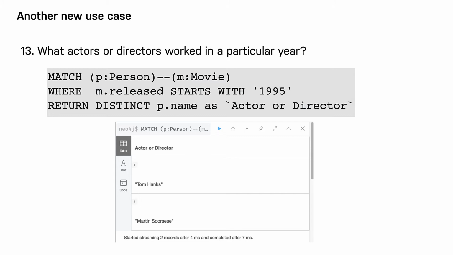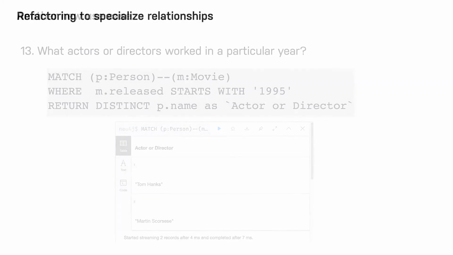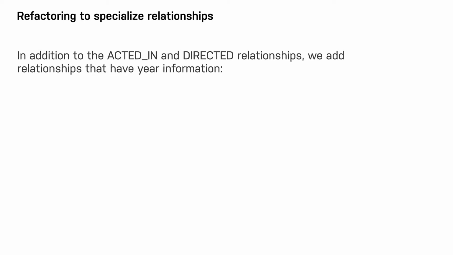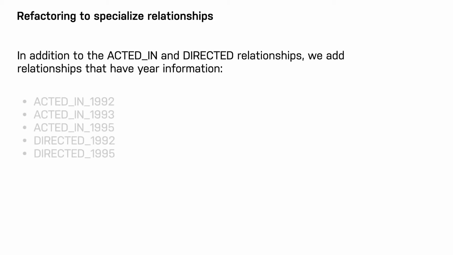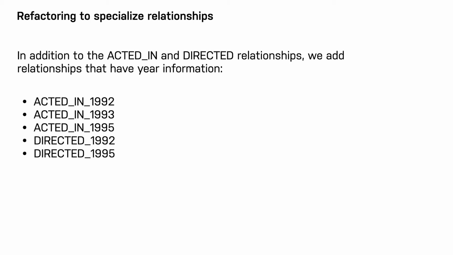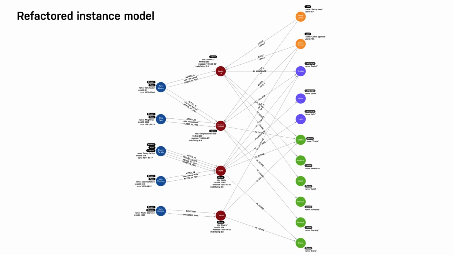Relationships are fast to traverse and they do not take up a lot of space in the graph. In the previous two queries, the data model would benefit from having specialized relationships between the nodes. So, for example, in addition to the acted in and directed relationships, we add relationships that have year information. At first, it seems like a lot of relationships for a large-scaled movie graph, but if the latest two new queries are important use cases, it is worth it. This is what our instance model will now look like.